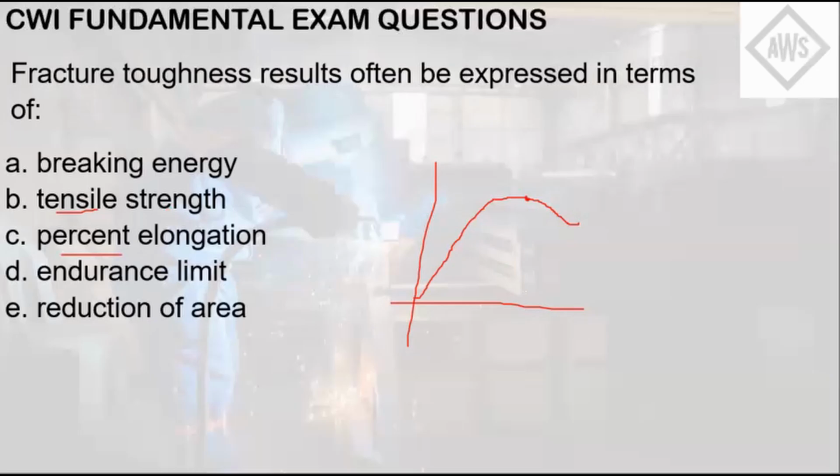Endurance limit is the stress level below which a material can theoretically withstand an infinite number of cycles without failure. So endurance limit basically relates to the fatigue failure of the material. Reduction of area is the change in area when the material is subjected to tensile force. You can just imagine if you pull a material, its cross section will eventually be reduced in its area. So the answer here is letter A, breaking energy.